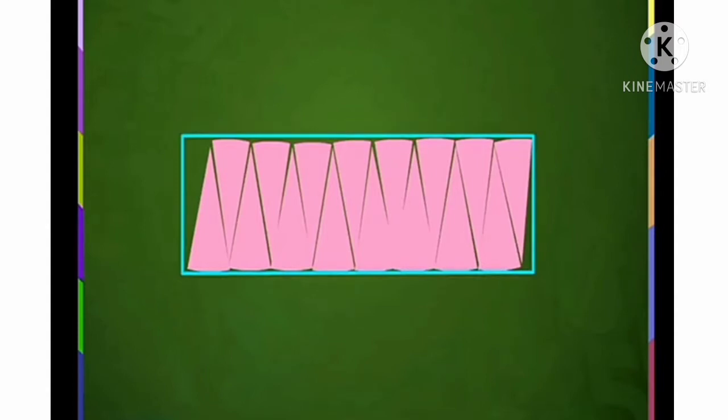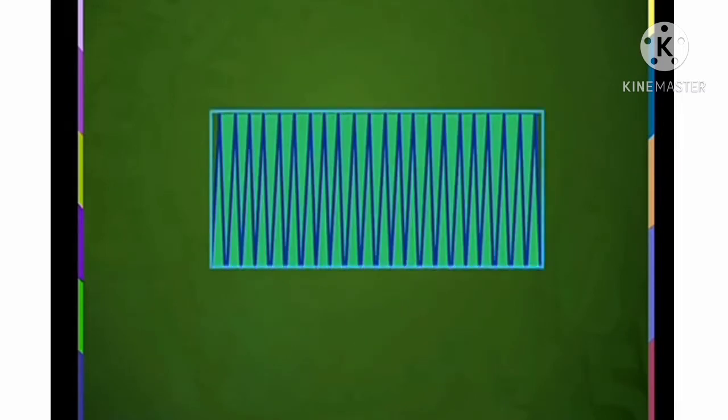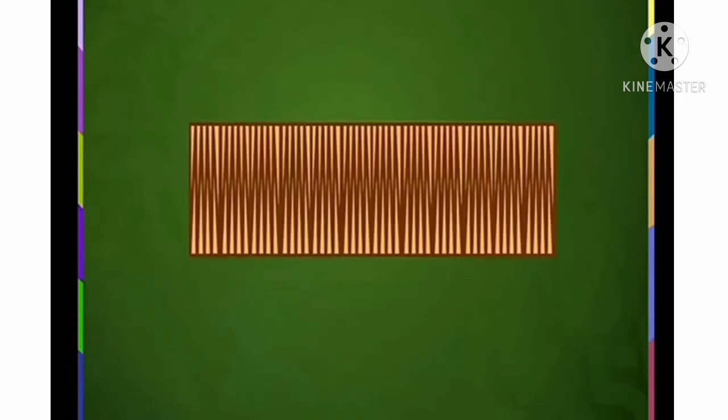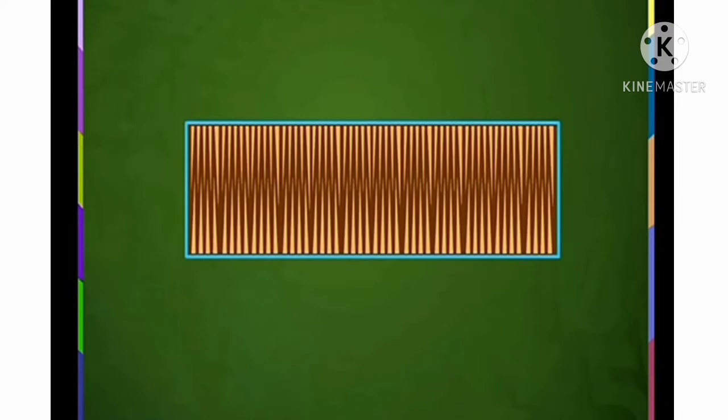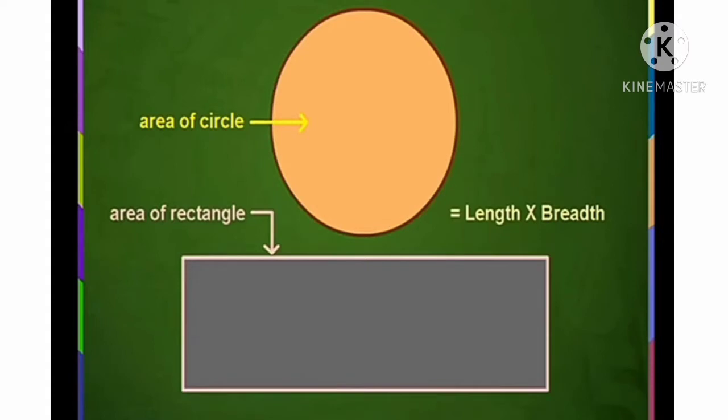Now, if we divide the circle into even smaller equal pieces and arrange them, we see that it is closer to a rectangle. So, how small? We divide the circle into equal parts to get a figure almost equal to a rectangle. We divide the circle infinitely many times this way to get a rectangle. So, the area of the circle is equal to the area of the rectangle, which is equal to length into breadth.